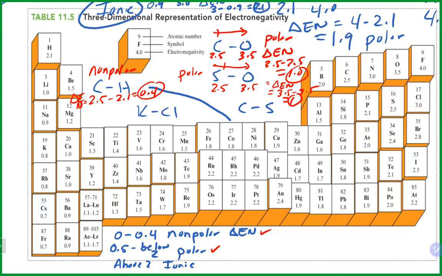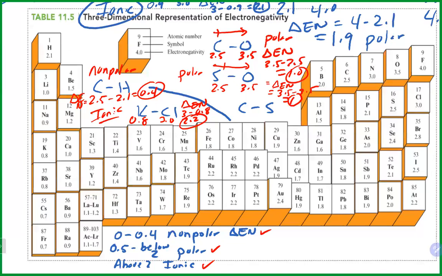Our potassium, which is 0.8, our chlorine, which is 3, I think. That is going to get us a difference in electronegativity of 3 minus 0.8. Looks like 2.2, I think. And that definitely is ionic. Once again here, I really didn't need this because that's a metal and a non-metal, so I know it's ionic to begin with.